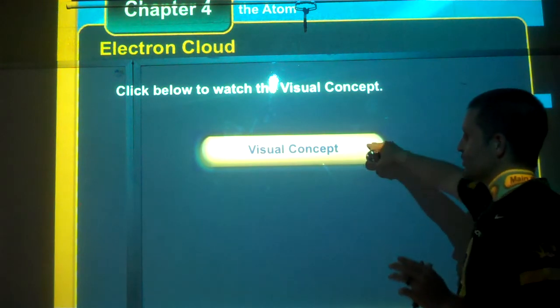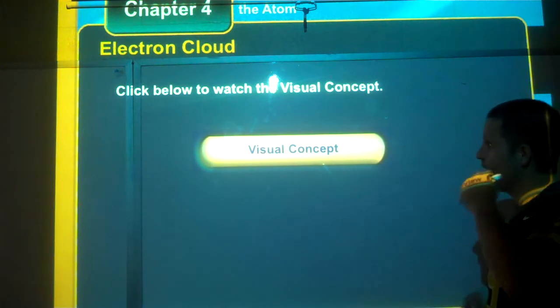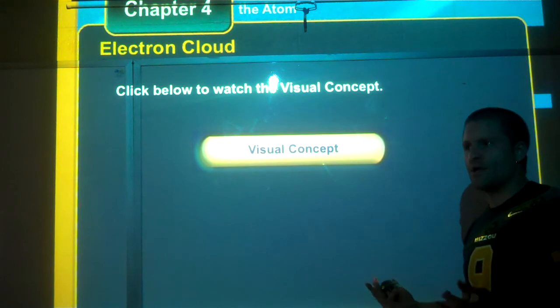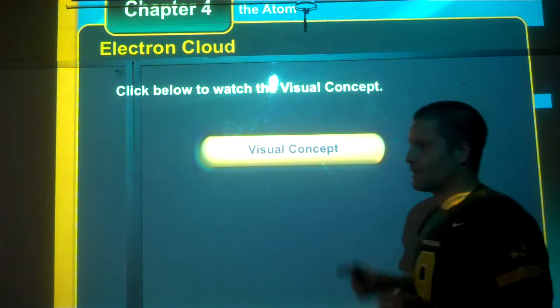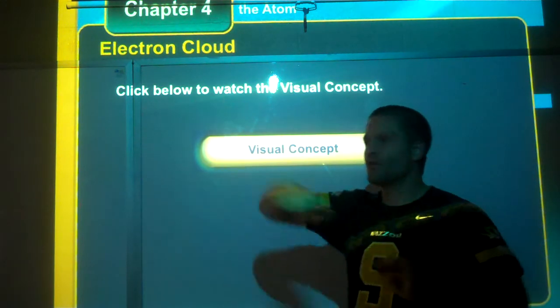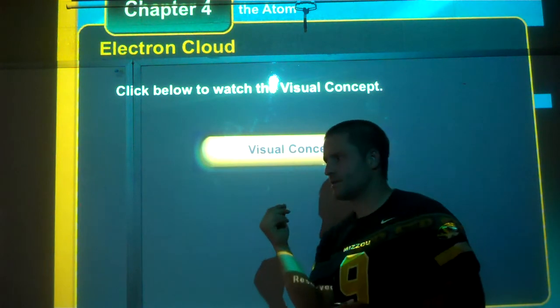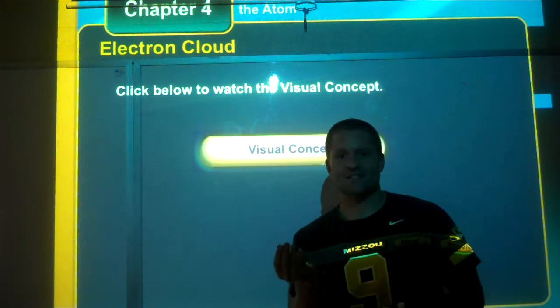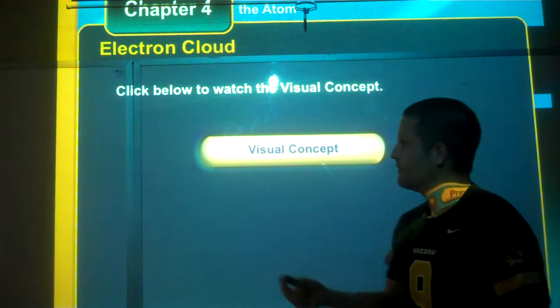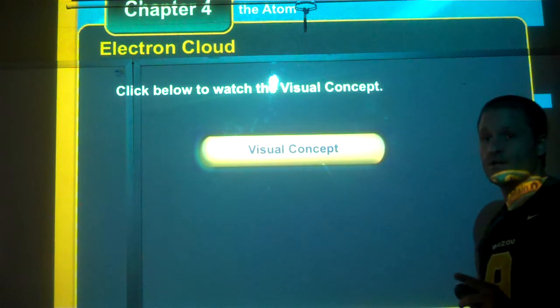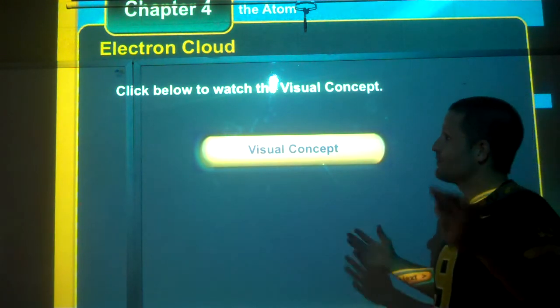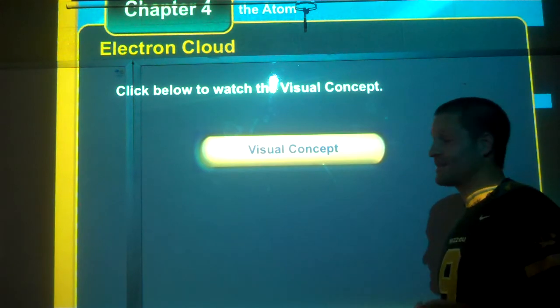So basically, I'm not going to show you this video on this one. Electron cloud, we talked about it, right? It's basically that we don't know exactly where those electrons are going to be. They're moving around constantly, but through experimentation, they can have a rough estimate of where they're likely to be, the probability of where they're likely to be in those electron clouds. So this is what quantum numbers are basically doing, quantum mechanics.